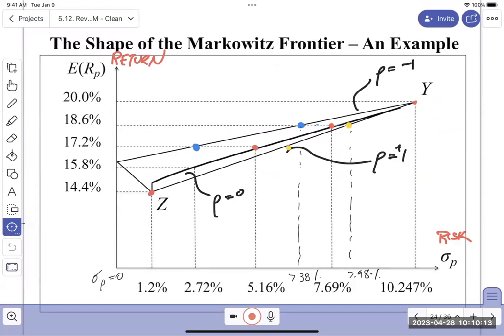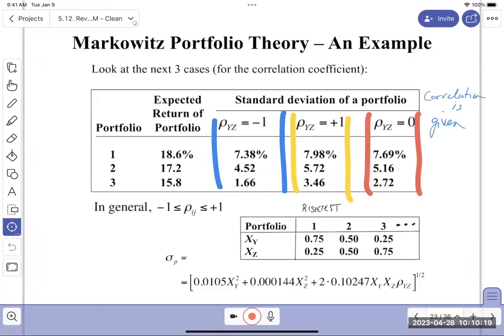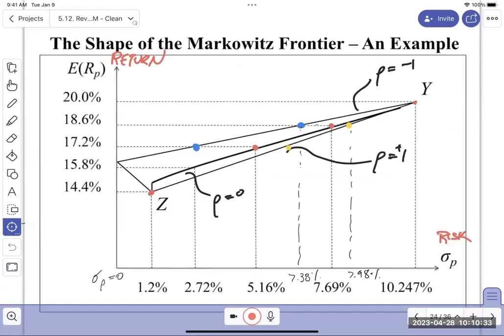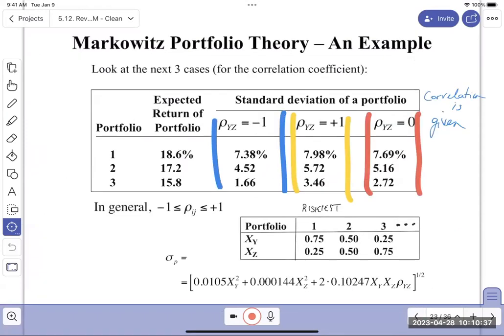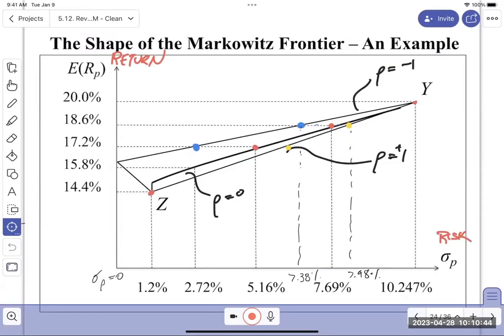But for 17.2, with a correlation of -1, this number, I could check it later. This one should be, okay, so then 5.16 is the next one, the red. And then 5.72 should be this one. Looks like it works.